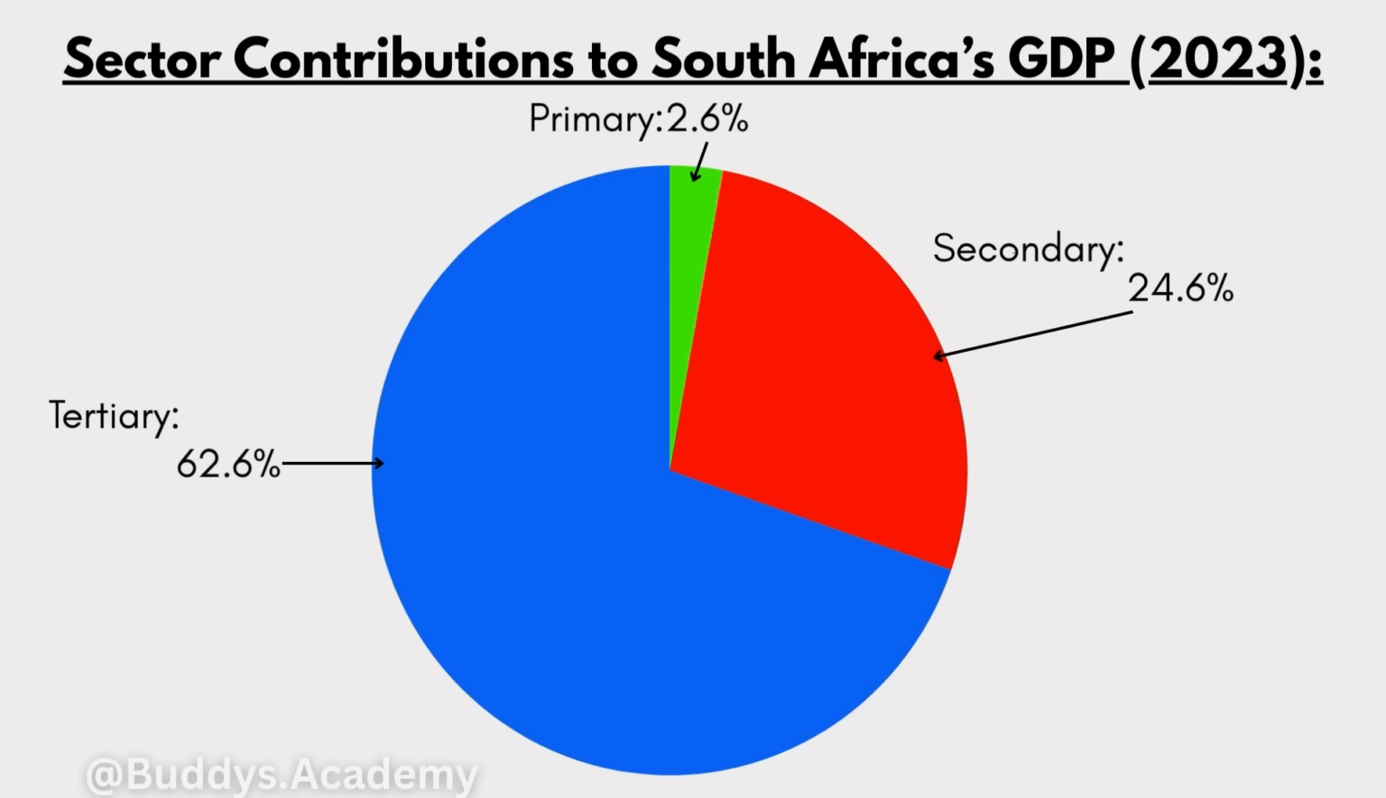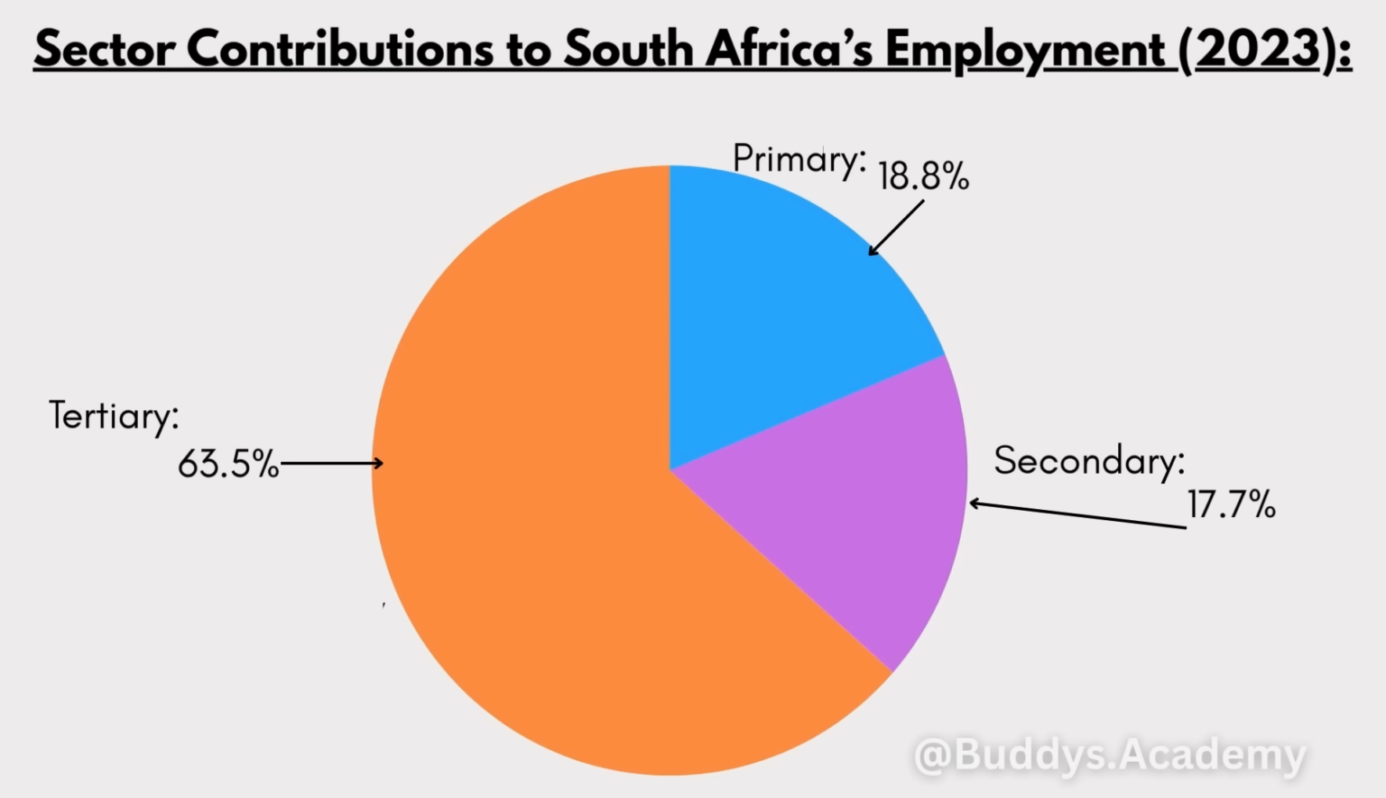So in terms of 2023, your primary sector contributed to 2.6% of the GDP. Your secondary sector contributed 24.6% of the GDP, whereas your tertiary sector contributed 62.6% of your GDP. Now in terms of employment, your primary sector, it contributed 18.8% of employment. Your secondary sector contributed 17.7% of employment, and your tertiary sector contributed to 63.5% of employment.